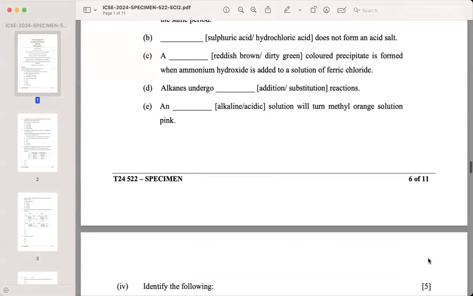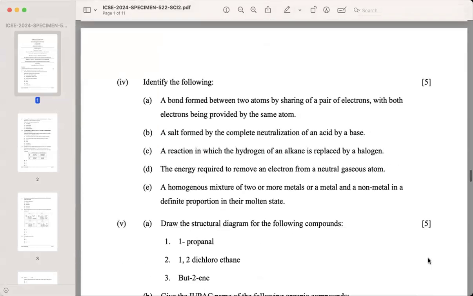Then comes the next part. Part 4, identify the following. A bond formed between two atoms by sharing a pair of electrons with both electrons being provided by the same atom. Answer is coordinate bond.